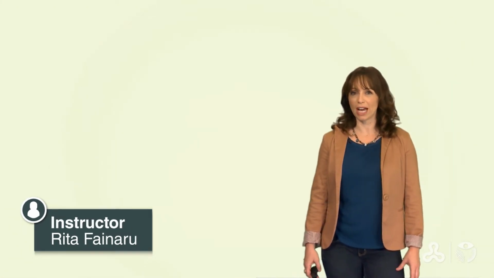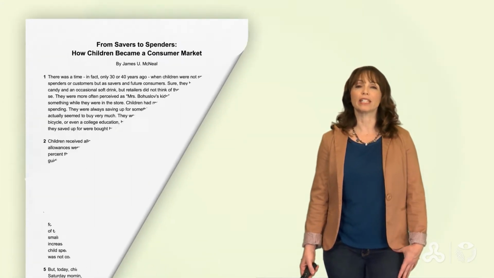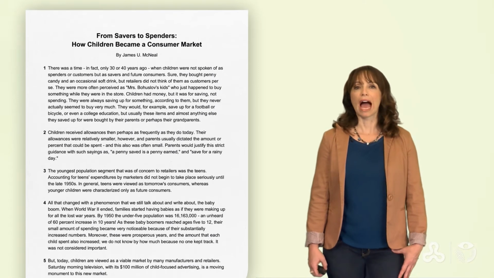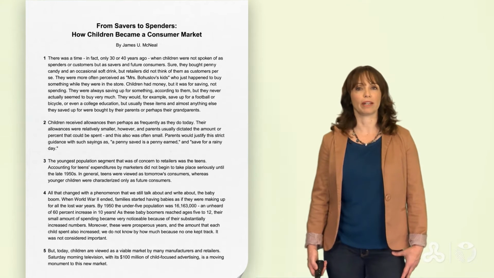Welcome to unit number 7 in our course Reading English for Academic Purposes. My name is Rita. The text that we're going to be doing today is called From Savers to Spenders, How Children Became a Consumer Market.